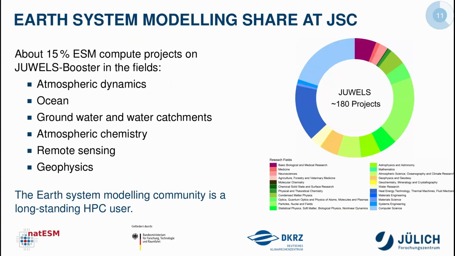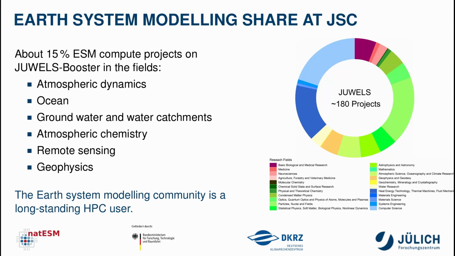Yeah, speaking about Jülich, we are now in the lucky situation that we are hosting Europe's fastest supercomputer with a Jupiter booster that will be soon accessible to users. But we also have on our currently running systems Earth system model simulations. About 15% of the compute projects on the Jewels booster come from Earth system modeling, and they are in the fields of atmospheric dynamics, ocean modeling, groundwater water catchments, atmospheric chemistry, remote sensing, and geophysics. Here in the figure, it's I think the light green to the orange to the yellowish color.